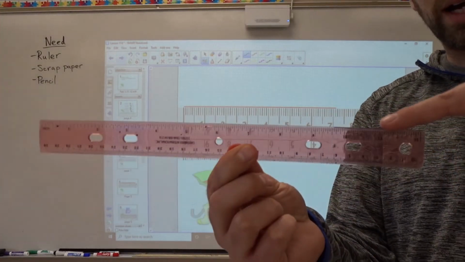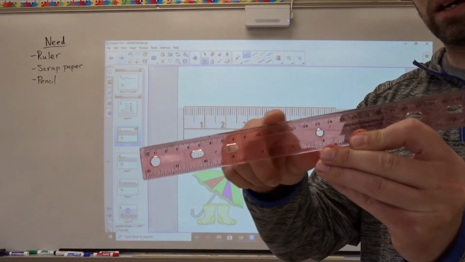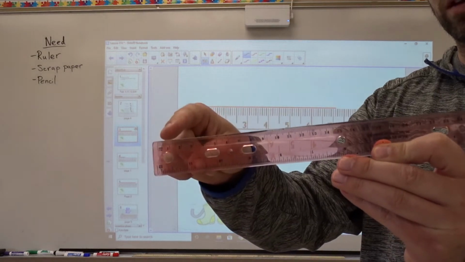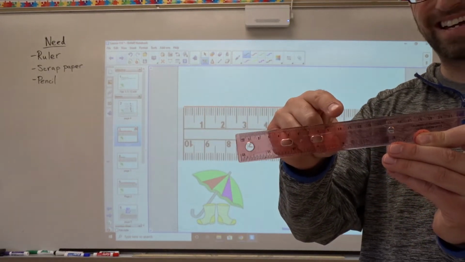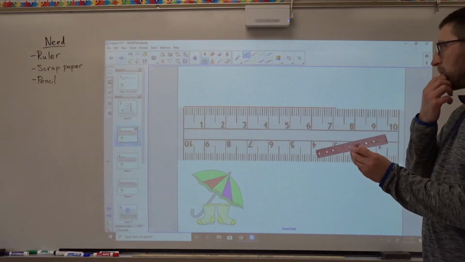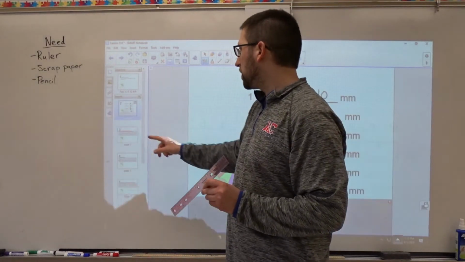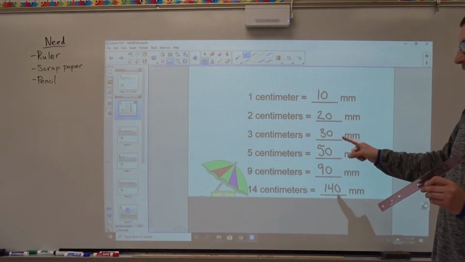Now you should have a ruler like this. On one side there is inches. The other side we have centimeters. Remember the numbers 1, 2, 3, 4, 5, 6, 7, 8, 9, 10. Those are all centimeters. Okay? So it's going to be important that we can change from centimeters to millimeters like we did on this screen here.